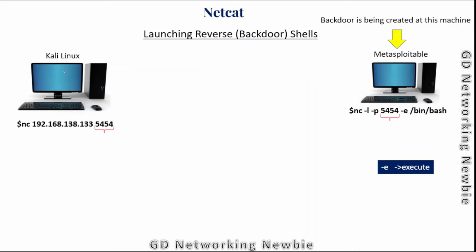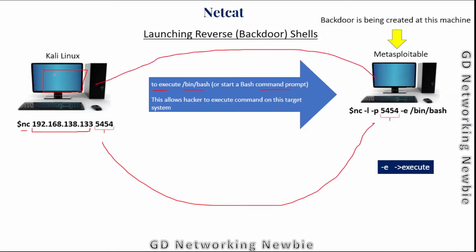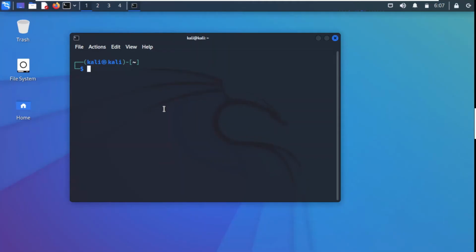And then on the attacking machine, we just have to again use netcat, and we have to give the IP address of the victim's machine, and then the port number on which the victim machine is listening. The -e option is used to execute /bin/bash. This will start a bash command prompt, and this will allow the hacker to execute commands on this target machine. Of course we will be sitting here, but we will have control of this victim machine, and we can issue certain commands here to control the operation of this Metasploitable.